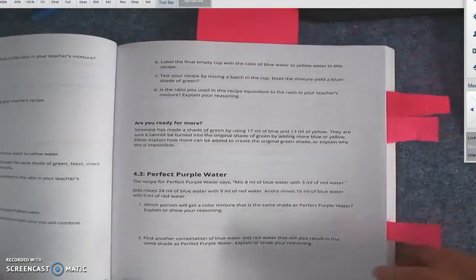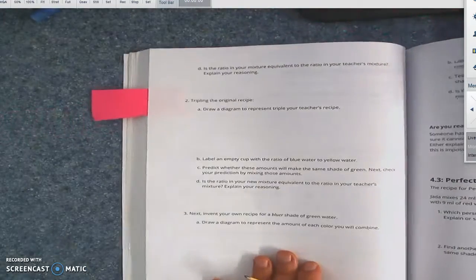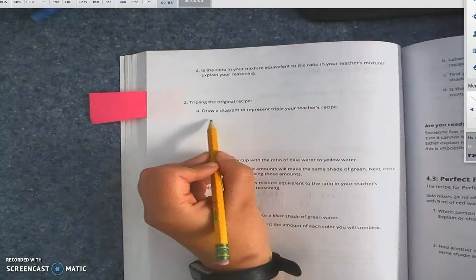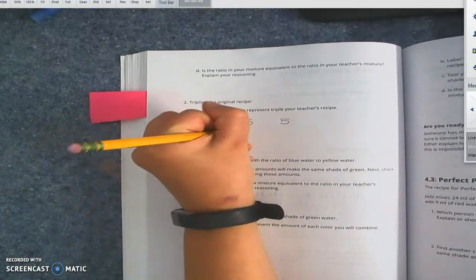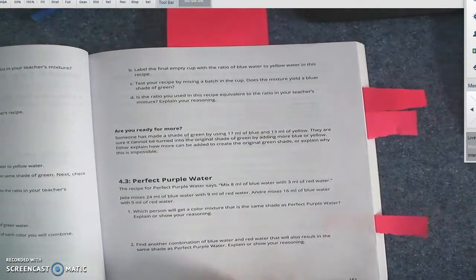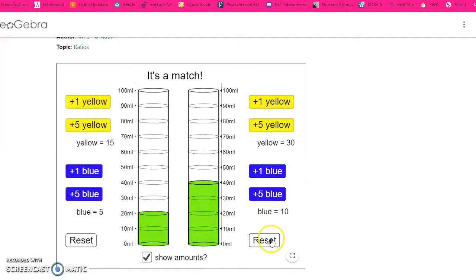So then we did a triple batch. So for a triple batch, we would have 3 groups of 5. I'm not actually going to draw it. And 3 groups of 15. And then we saw with our simulator that a triple batch, which would be 15 blue and 45 yellow, also makes the exact same shade of green.